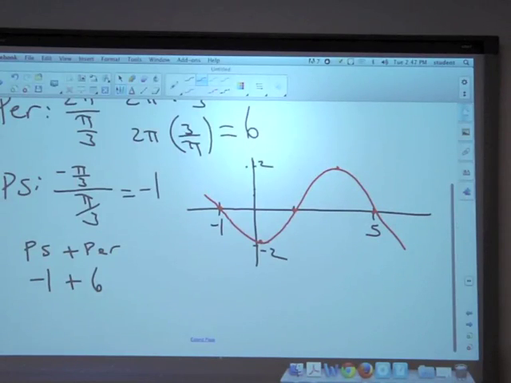So the sine wave looks like that. How did you get the -1 for the phase shift? Negative pi over 3 divided by positive pi over 3. Let's do this. What's -2 divided by 2? -1. What's -5 divided by 5? -1. Okay. What's negative pi over 3 divided by pi over 3? Same number on top and bottom, just one's positive, one's negative. It's no different than -5 divided by 5. It's only pi. Alright.